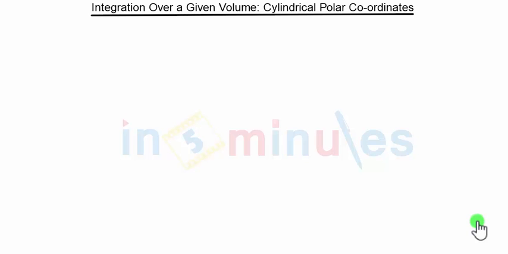In this video we are going to see integration over a given volume using cylindrical polar coordinates. In spherical polar coordinates we have some limits and we have some type of substitution. So here also we will have some substitution and how to find the limits of the other variables.